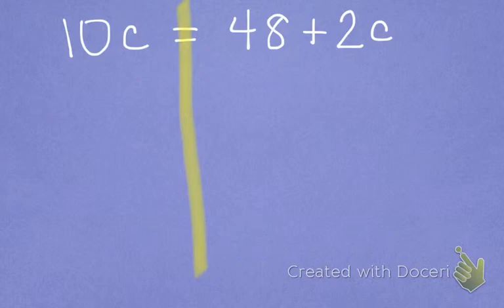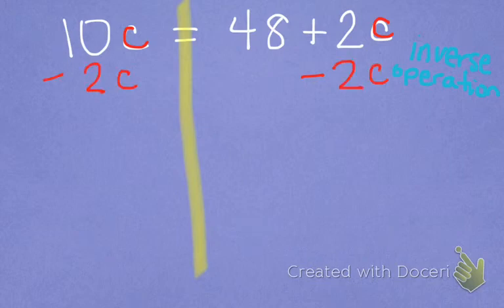I'm going to move it to the left just because I have 10 c's on the left and 2 c's on the right. In order to do that, we have to do the inverse operation. That means you do the opposite to get it to the opposite side. So again, I have a c on the right and a c on the left. And I'm going to move my c on the right to the left, and it's a positive 2c. The inverse operation would be minus 2c.